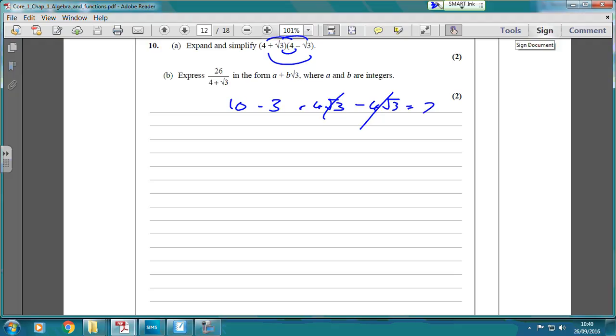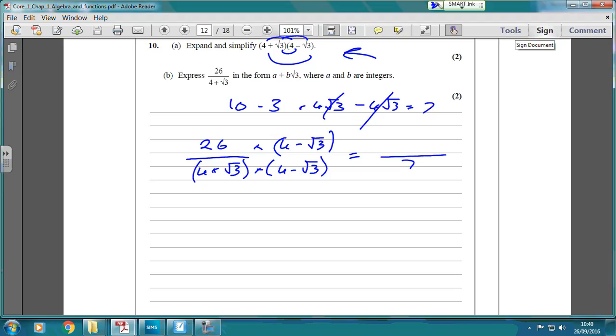Now B, we had to do 26 times by 4 plus root 3, over 4 plus root 3. Now because we've got this on the bottom, we have to times top and bottom by 4 minus root 3. So 4 minus root 3. So on the bottom, 4 plus root 3 times 4 minus root 3. That's what we've done in this one here. So that just leaves us with 7 on the bottom. And we've got 26 times by 4.